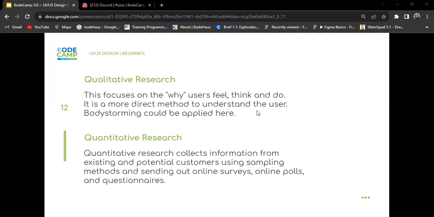And the first one here is the qualitative research. Now, this focuses on the why users feel, think, and do. And it is a more direct method to understand the users. Body storming could be applied here. And let me pause a bit. First of all, you need to know that the most frequently used qualitative research methods are the one-on-one interviews. When you conduct user interviews, that's what we're going to be talking about in today's class.